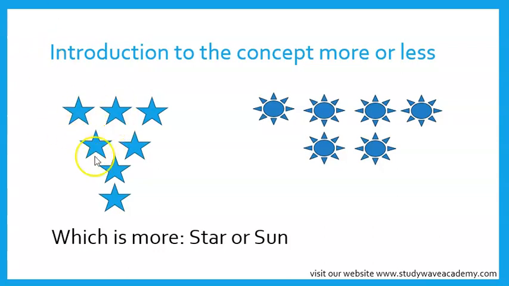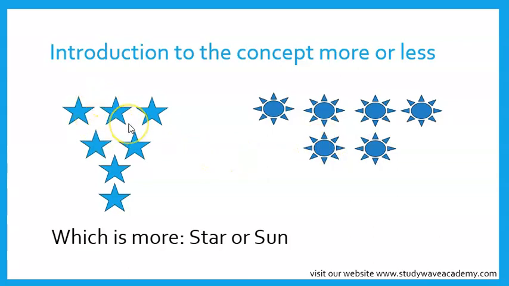So here we have these objects. This is a star, right? This is a star and this is the sun, right? So we have the star and the sun. So which is more and which is less? Which of these objects is more? Is it the star or the sun? Should we count? Okay, let's count.